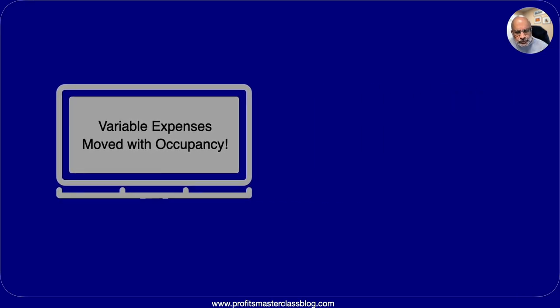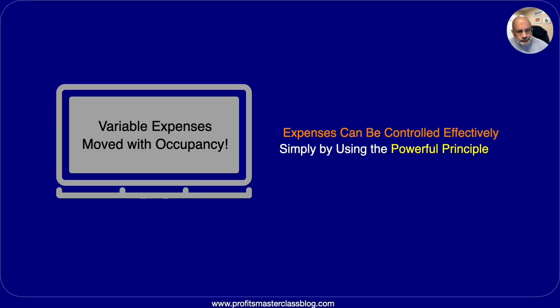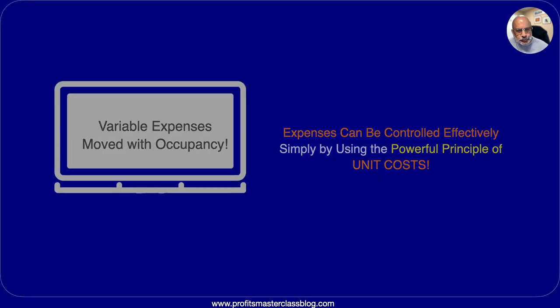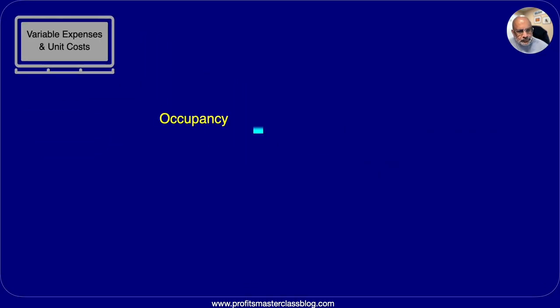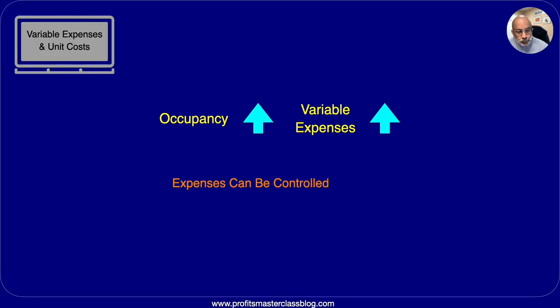Let me introduce the most powerful expense management principle, and that is unit costs. But most importantly, Marcus was not using unit costs to take decisions based on variable expenses, which relate to occupancy levels. Let's see how that works with an example.